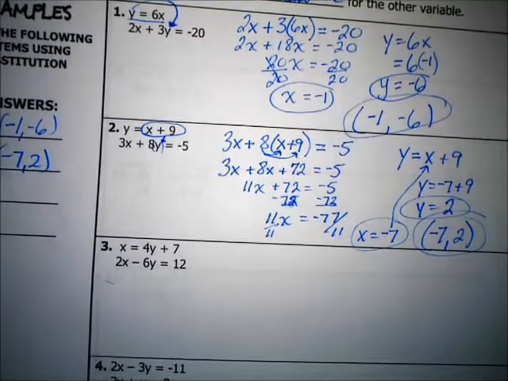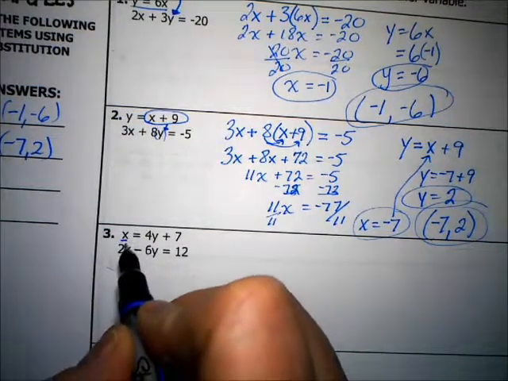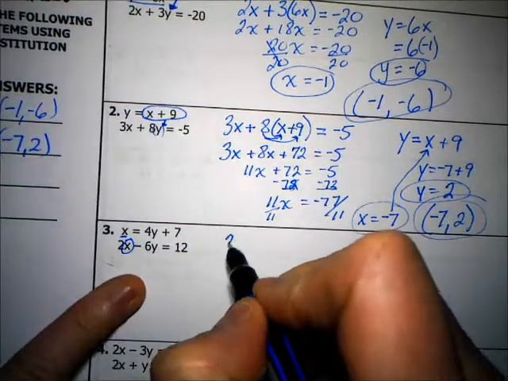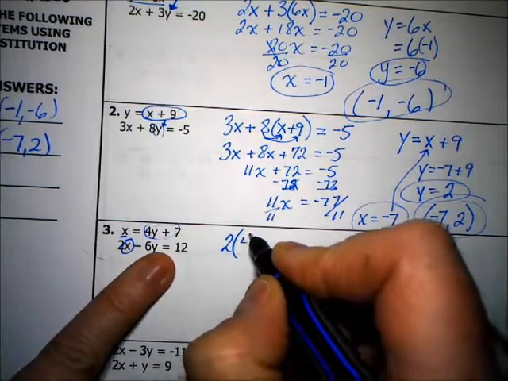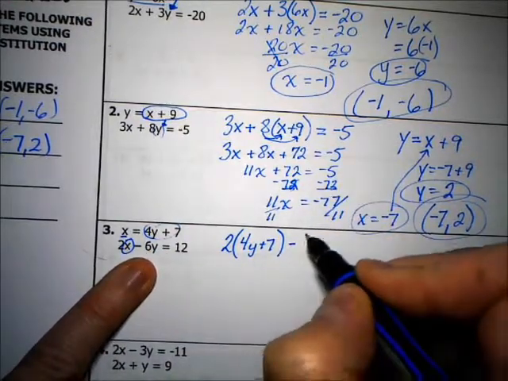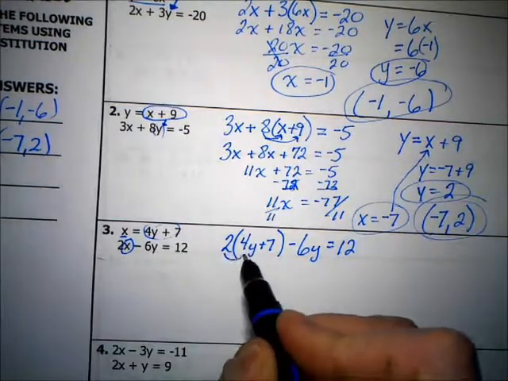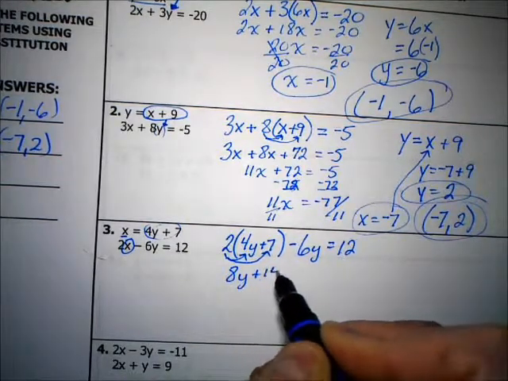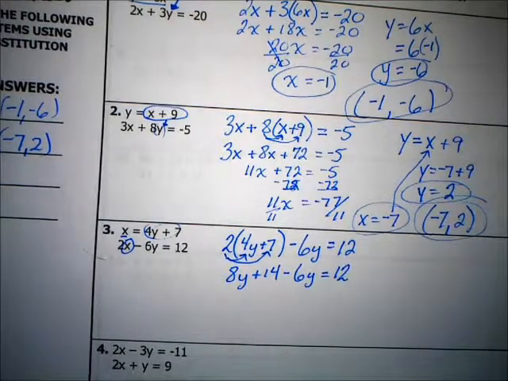If I look at number 3, the first equation is already solved for x this time, so I'm going to place it in for the x on the second equation. So I'm going to have a 2, and then I've got to put parentheses because I have to replace it with the entire expression, 4y plus 7, and then I need to copy the rest of the problem. Minus 6y is equal to 12. I'm going to distribute the 2 into my parentheses, so I'll have 8y plus 14, and then minus the 6y is equal to the 12.